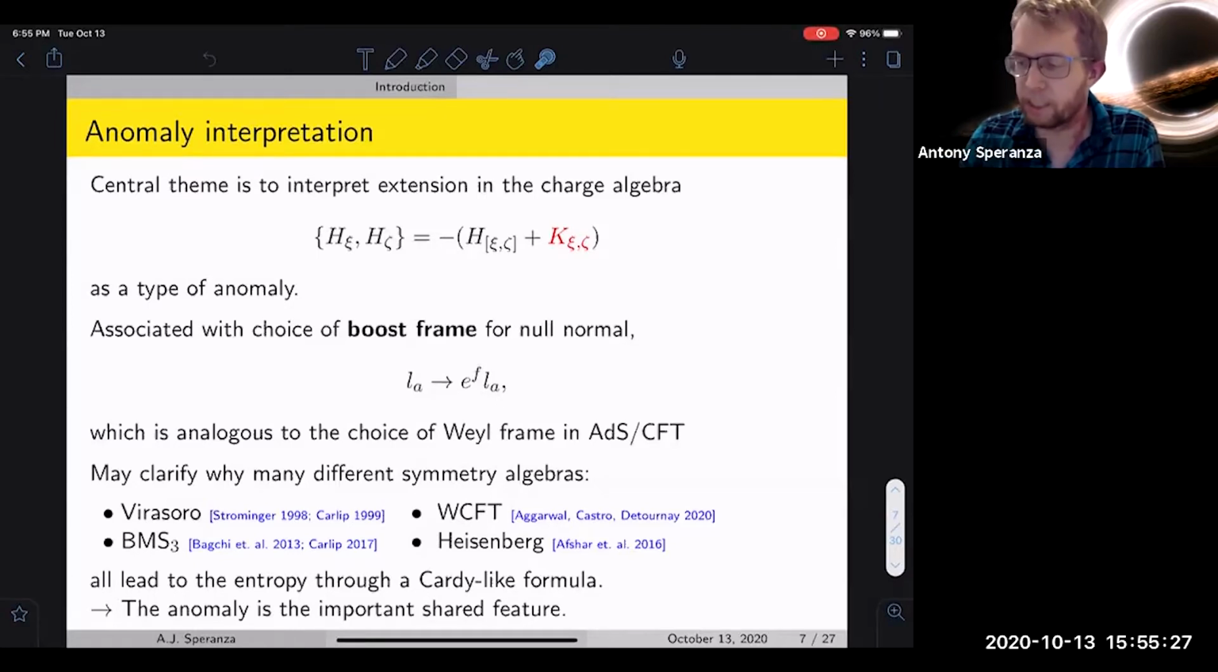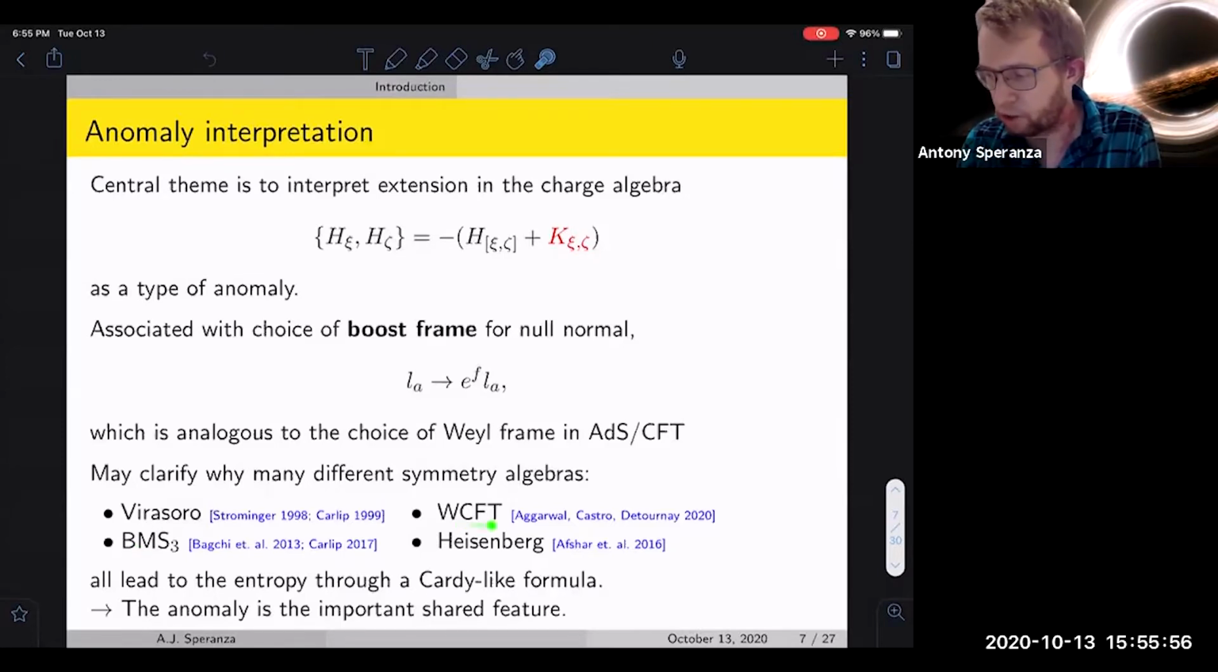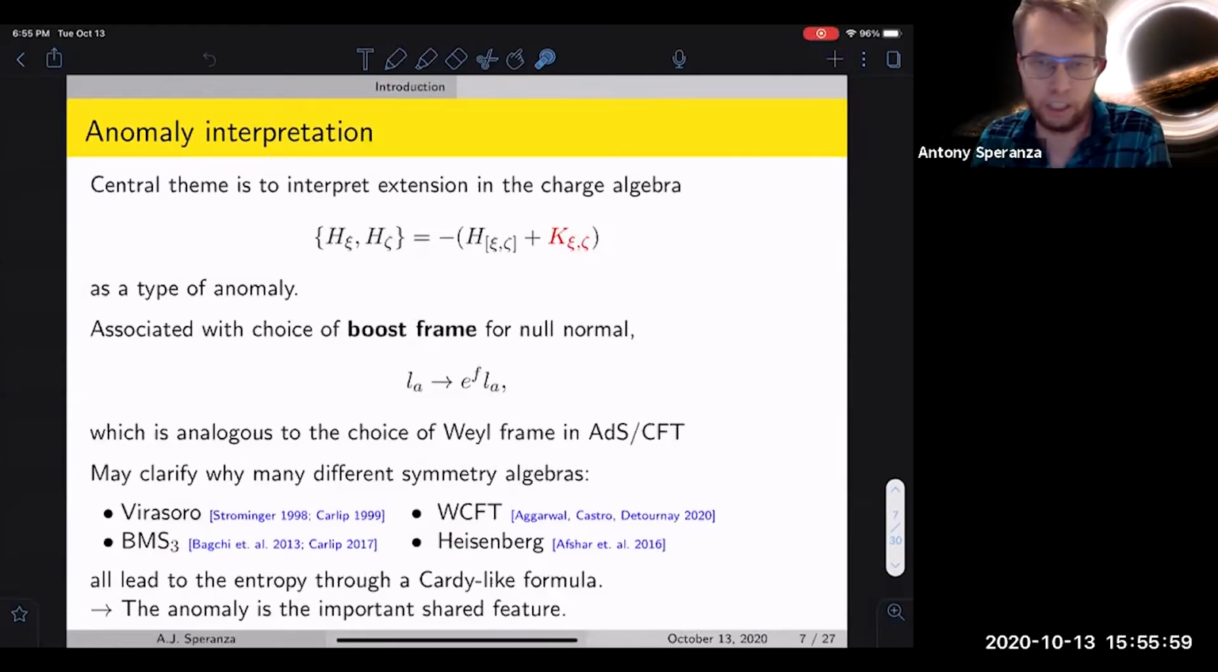And this may help clarify a strange aspect of this general Cardy-ology construction, which is that there are many different symmetry algebras that people have written down over the years. You have Virasoro, BMS, warped CFT type things, Heisenberg, etc. And they all seem to have some kind of Cardy formula that gives the entropy at the end. One of the things we want to argue is that maybe the specifics of which algebra you're using isn't the important feature. It's really this anomaly that you compute that might be the universal feature. So I'll try to point out where this shows up throughout the talk.